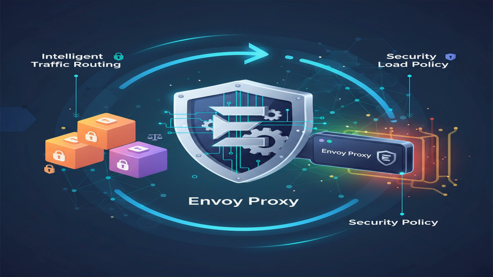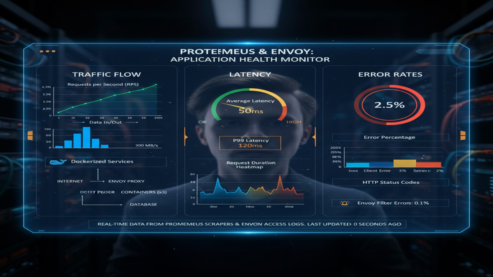Think of Envoy proxy, a high-performance proxy, as a gatekeeper for your containerized applications. It intelligently routes traffic, handles load balancing, and enforces security policies, ensuring your services remain responsive and secure. We can configure Envoy as a sidecar proxy alongside our application containers, intercepting all incoming and outgoing traffic, providing centralized control. This is particularly useful in microservices architectures, as it decouples routing logic from individual applications.